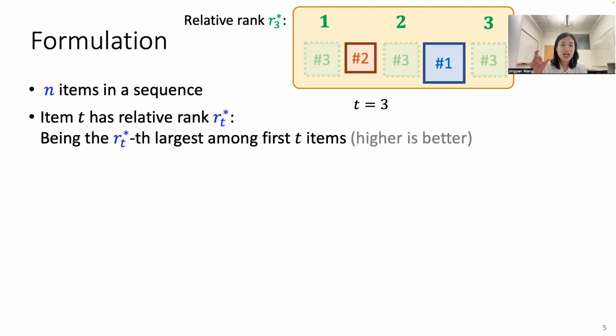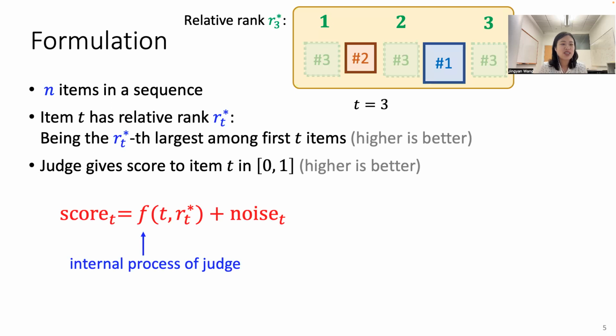is 3. At each time step, we compute the relative rank of the current item, and these relative ranks are fixed for each item. So as the time progresses, we don't update previous values of the relative ranks. They are fixed at each time step.